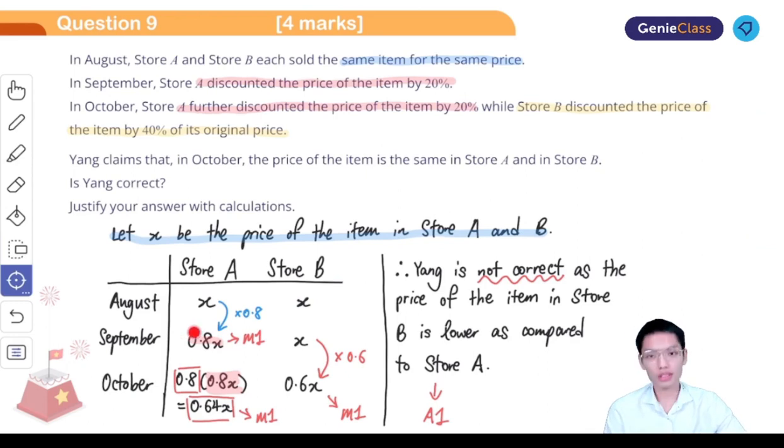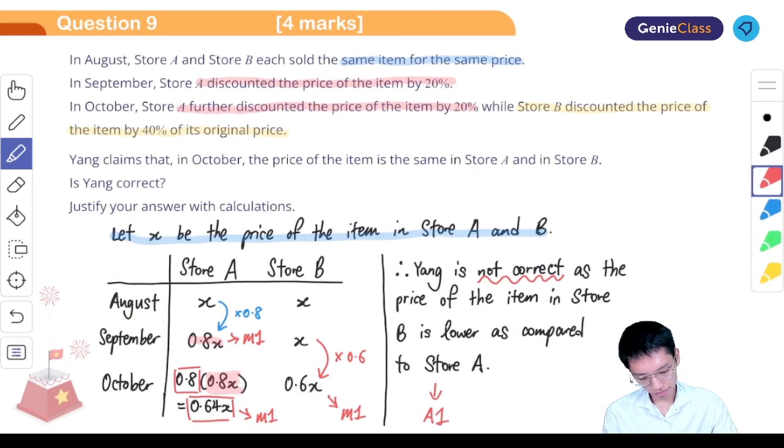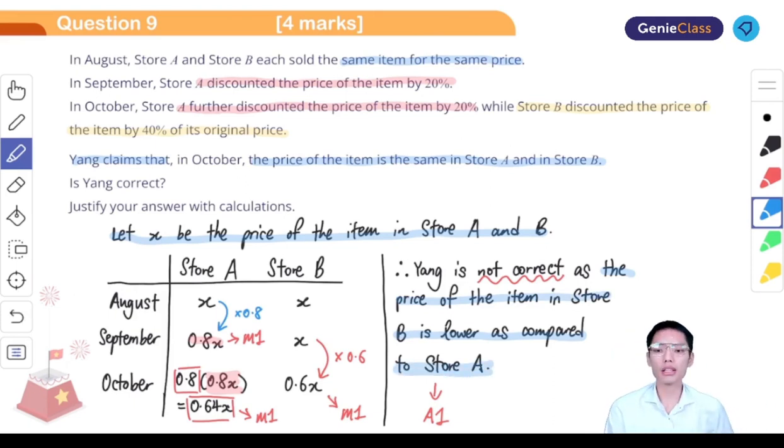20% gives you this. Taking 20% with reference to this is multiplying this number by 0.8. So this is the key factor that I want you all to realize, that these two are not the same, and henceforth his claim is not correct because they are not the same. And in fact, you can further reiterate by saying that the price in B, by taking 40% straight, is actually lower. And this is just a coincidence actually, but okay, the price of the item is in fact lower.